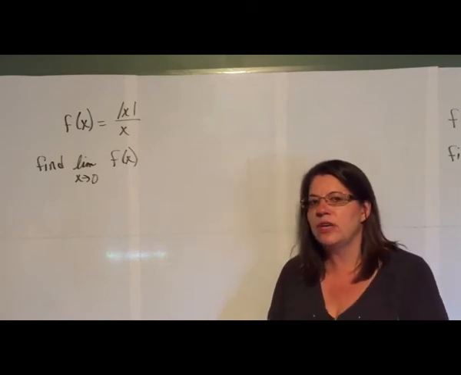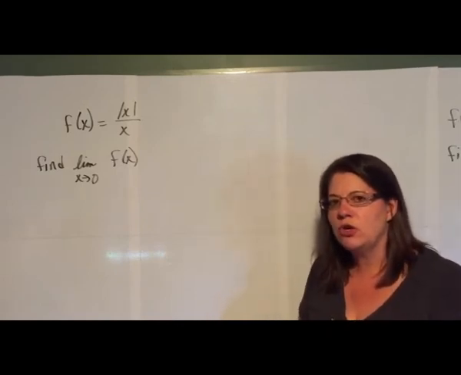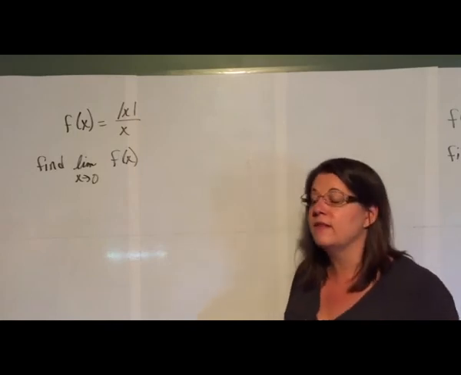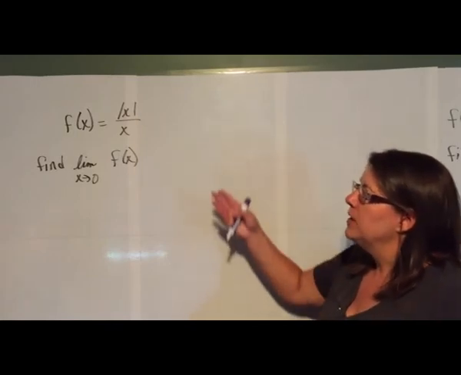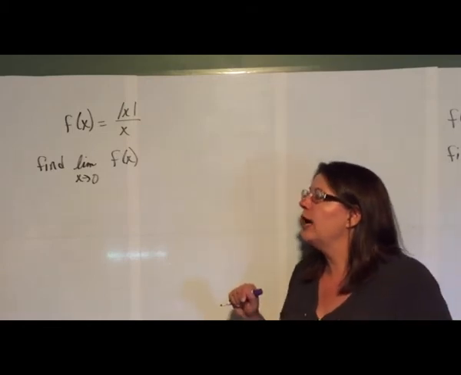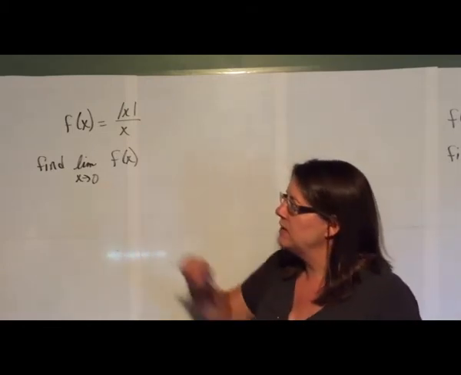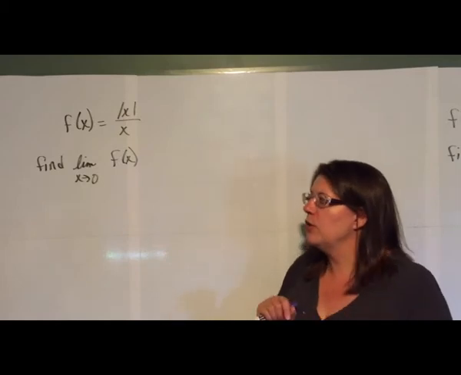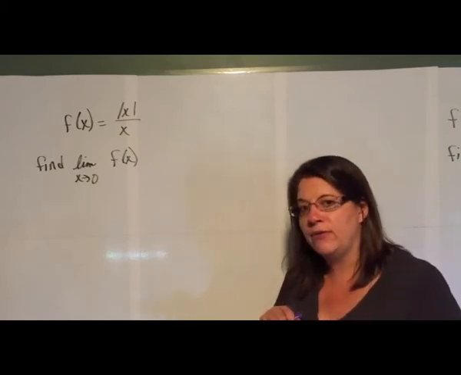Okay, you need to understand when this happens. And so I'm going to show you a couple different examples of when this happens. Okay, in this one, we've got f of x equals the absolute value of x over x. And then they want us to find the limit as x approaches 0 for f of x.